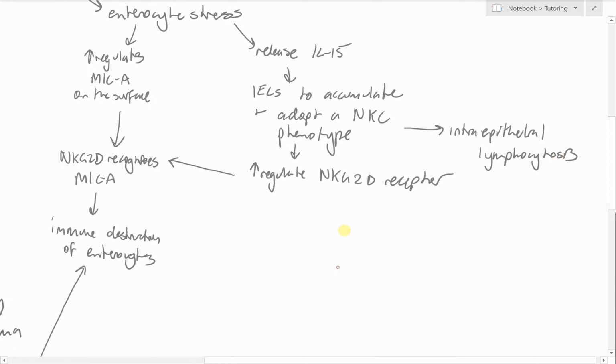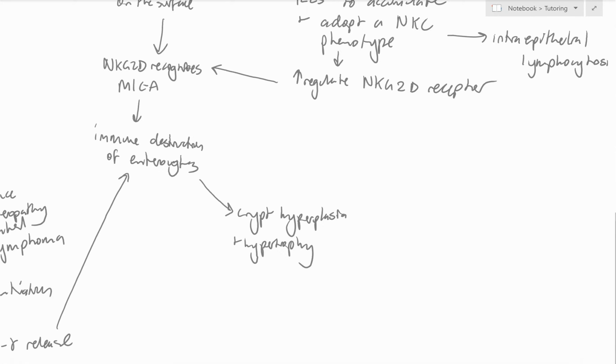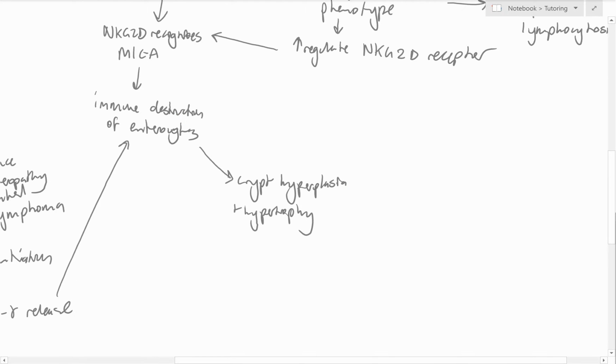And then what we see on histology, because of this immune destruction, is crypt hyperplasia and hypertrophy in an attempt to replace these destroyed enterocytes. The crypts are where all the stem cells for the intestinal epithelial lining are, and so they start to proliferate more and more in order to try and overcome the loss from all this enterocyte death. So we see crypt hypertrophy and hyperplasia.